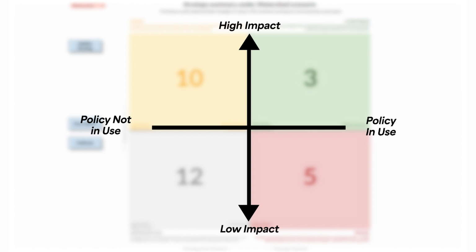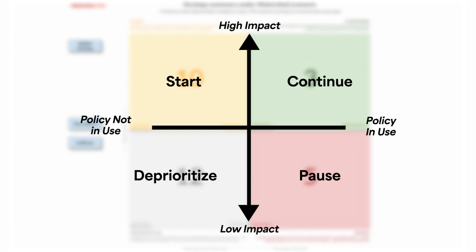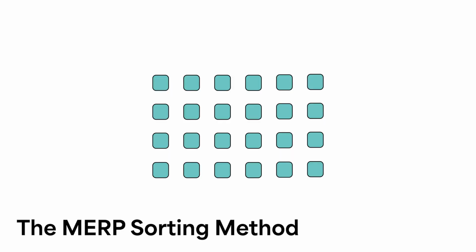Using this method, we come up with 4 groups to base your decision making around: high impact strategies that aren't in use in your municipality to start, high impact strategies that are in use to continue, strategies currently in use that have low impact and should be paused, and low impact strategies you aren't using that should be considered low priority. How our mitigation strategies are organized within the priority matrix is what allows the MERP dashboard to personalize its results and make each one unique.